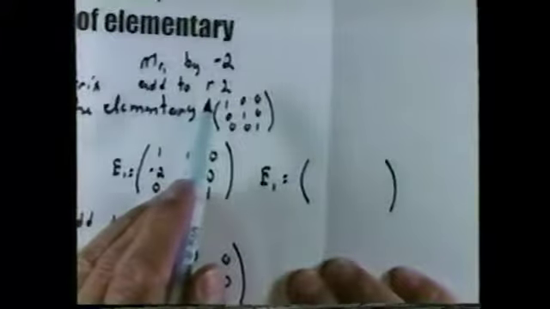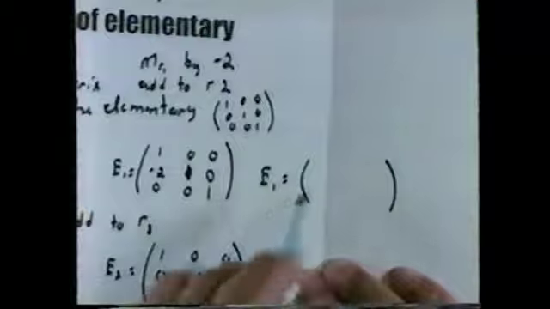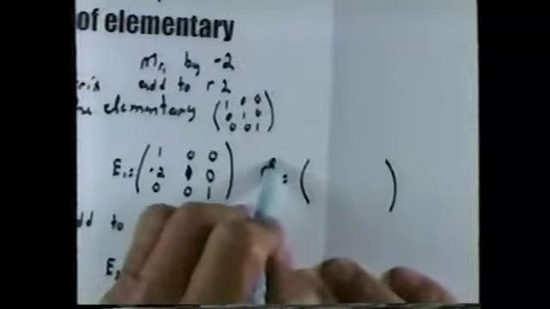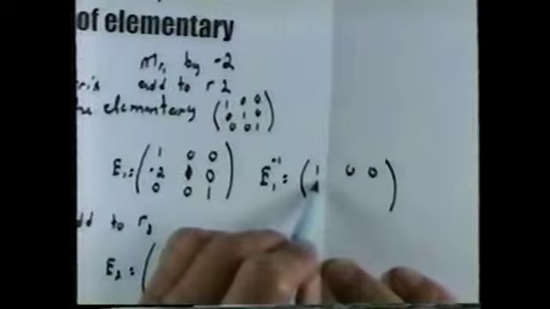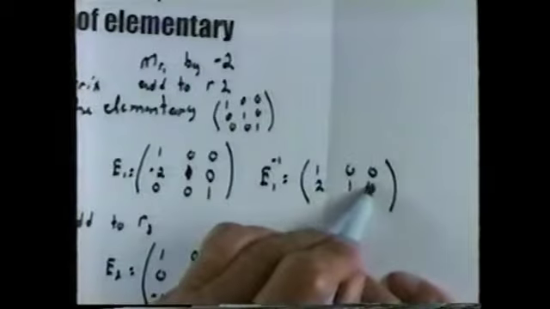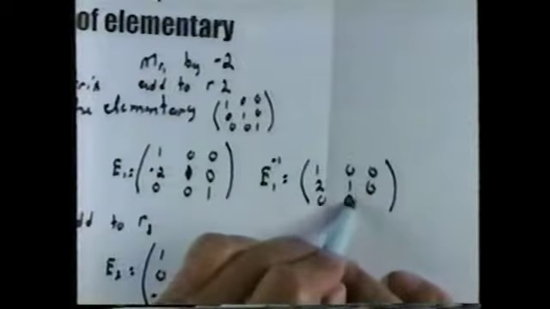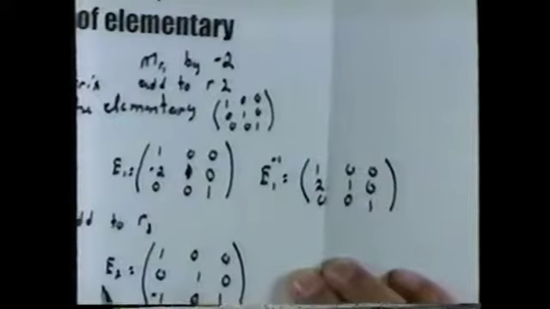But here we multiply row 1 by -2 and add it to row 2. If we reverse it, we'll multiply row 1 by +2 and add to row 2. So E1 inverse would be 1, 0, 0, 2, 1, 0, 0, 0, 1. Take the identity, multiply by +2, and add to row 2. 2 times 1 is 2, plus 0 is 0, and so forth.